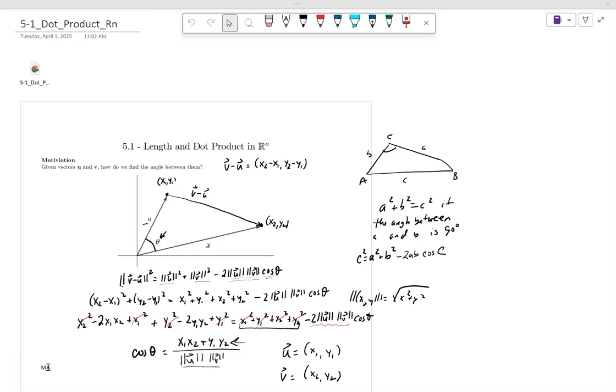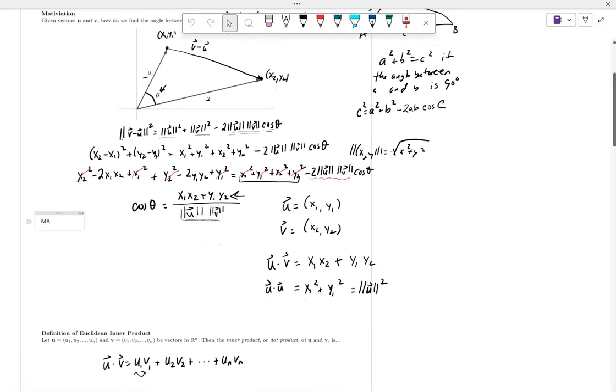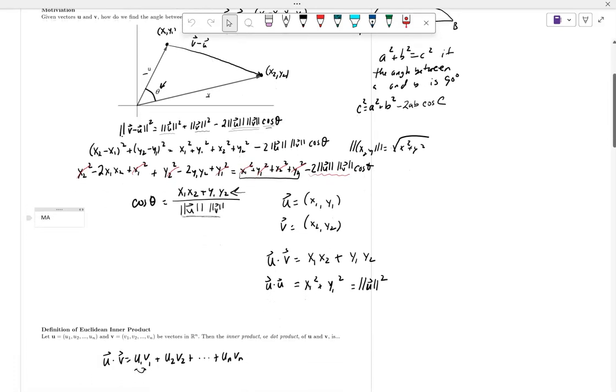Well, let's continue our discussion with dot products in Rn. Hopefully today we'll get to extend this idea to inner products for any vector space. So last time we motivated why we did inner products in particular.